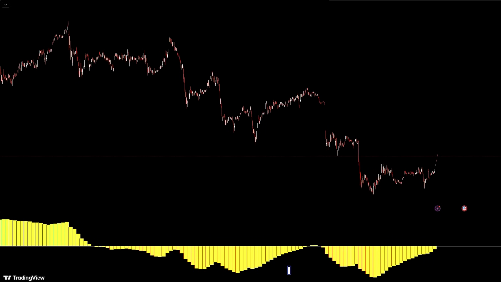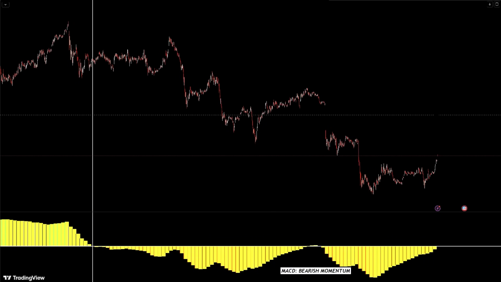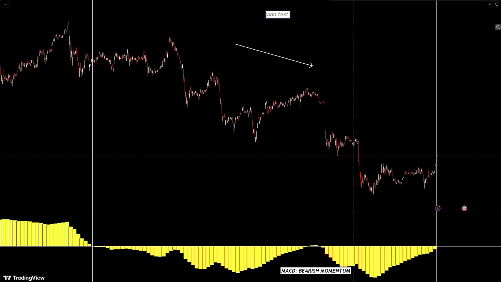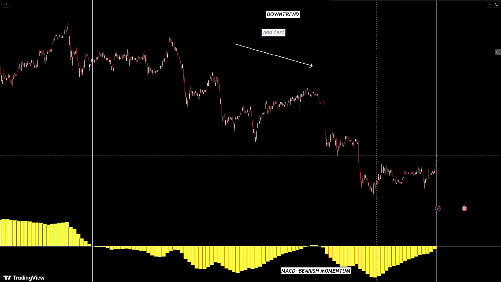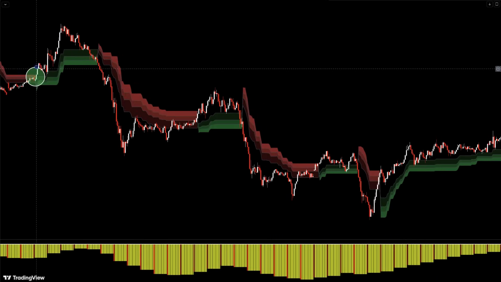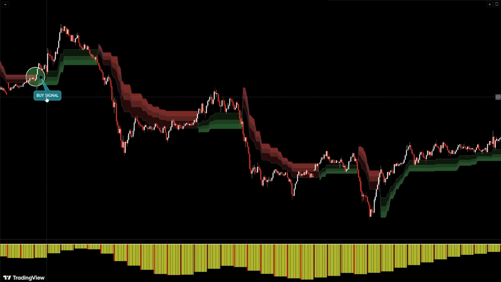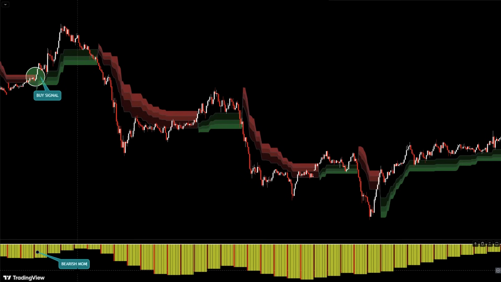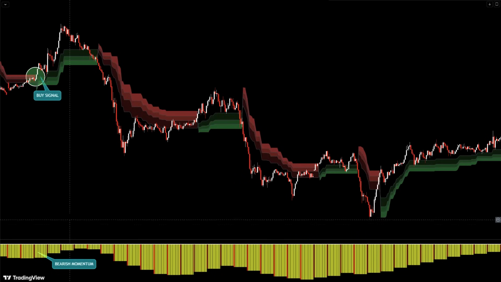Here's the rule. If the MACD histogram is below the zero line, meaning overall bearish momentum, you only take sell signals based on the FTS. You completely ignore any potential buy signals the FTS might give you. Look at this example. The MACD is bearish, so even though the FTS might briefly turn green or price pulls back, you skip those. You wait for a valid sell signal from the FTS while the MACD is bearish, and those are your high probability entries.